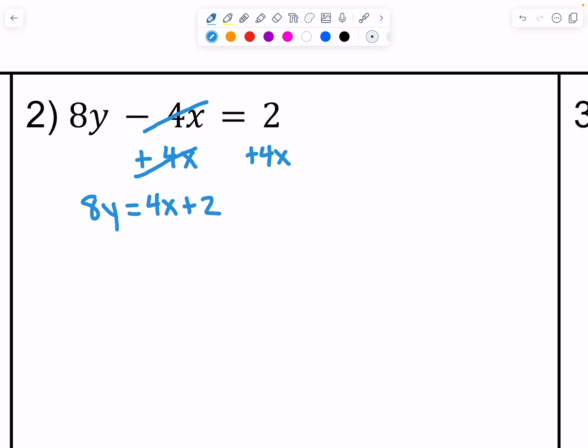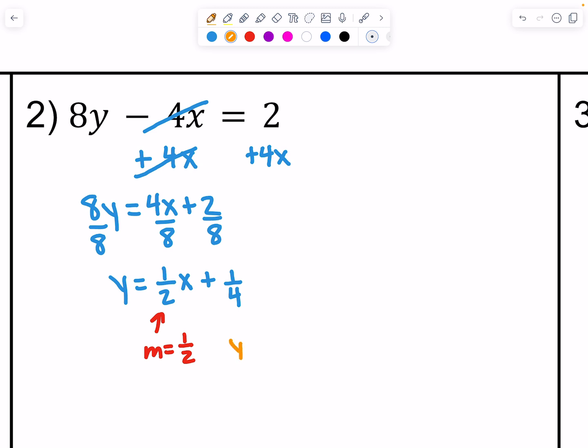But then we need to divide by the number in front of the y, which is the positive 8. So let's divide each term by 8. And we bring down y equals, and then 4 divided by 8 would reduce to be 1/2. So let's put 1/2 x plus, and then 2 divided by 8 is going to simplify to be 1/4. So then again, if we needed to, we could pick out our slope nice and easy because that's just 1/2. And then our y-intercept is the other number, the b value, which is 1/4.